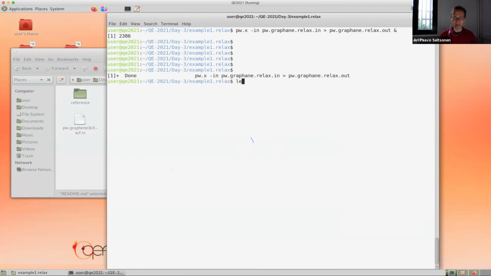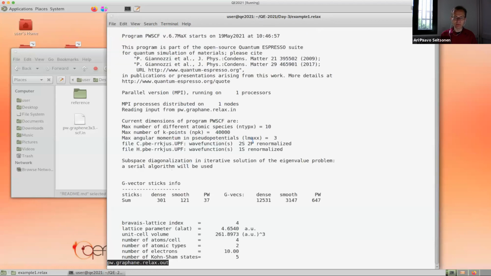So I launched the calculation. It's probably very, very fast. So it's very similar to what you have done before. So here it says running on one processor, which means on one core. So there was no MPI. And it was not compiled with OpenMP, no threading, and so on.